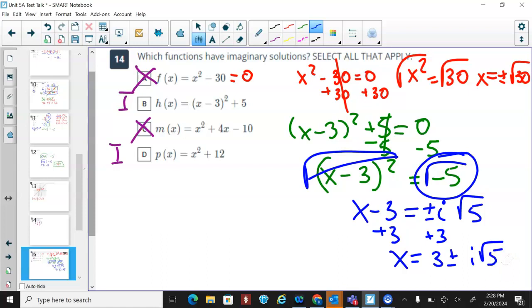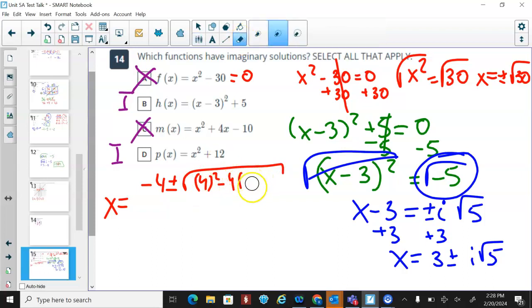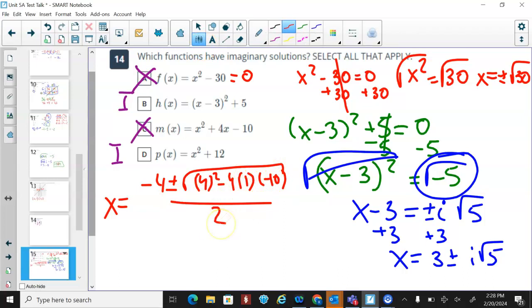All right, now C, you would have to do a quadratic equation because you cannot find two factors that multiply to negative 10 and add to 4. So you will put it into the quadratic formula. You will get negative b, which is negative 4, plus or minus the square root of 4 squared minus 4 times 1 times negative 10, divided by 2 times 1, which is 2.